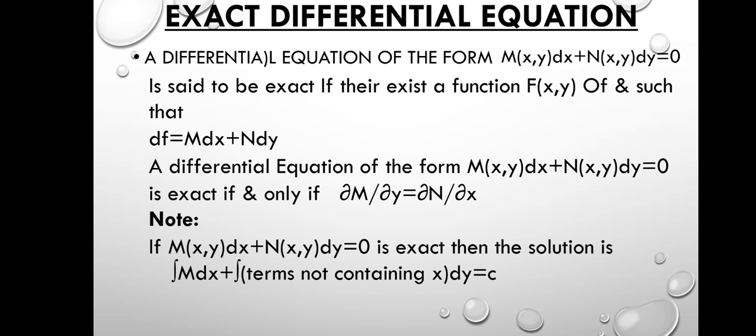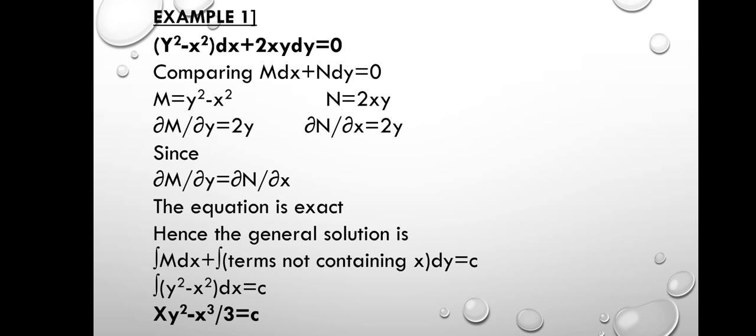Now next, coming to the example: (y² − x²) dx + 2xy dy = 0. Here the question is to find the exact differential solution. Now first of all, comparing the equation with M dx + N dy = 0, we say M = y² − x².